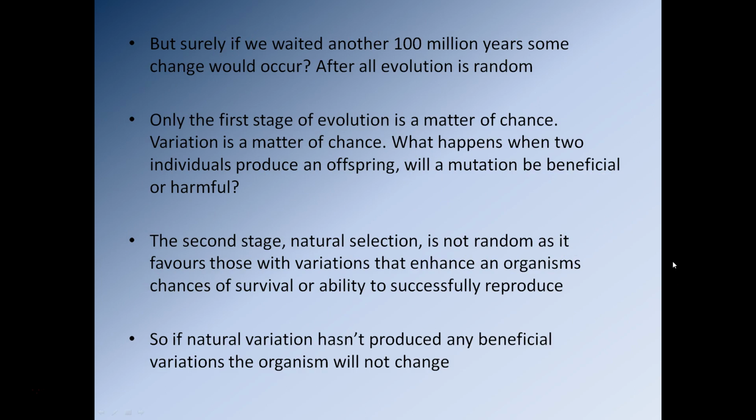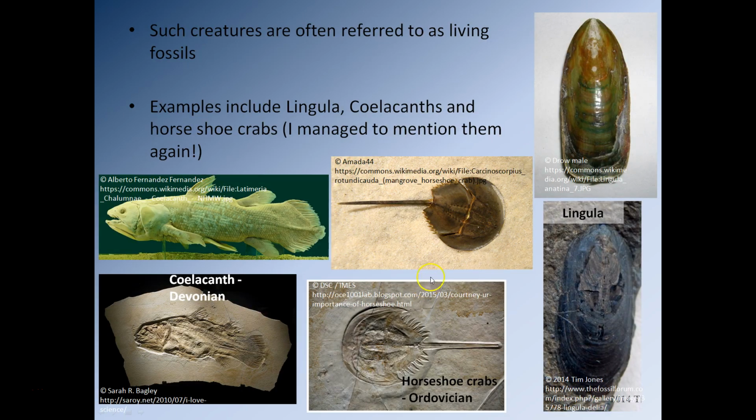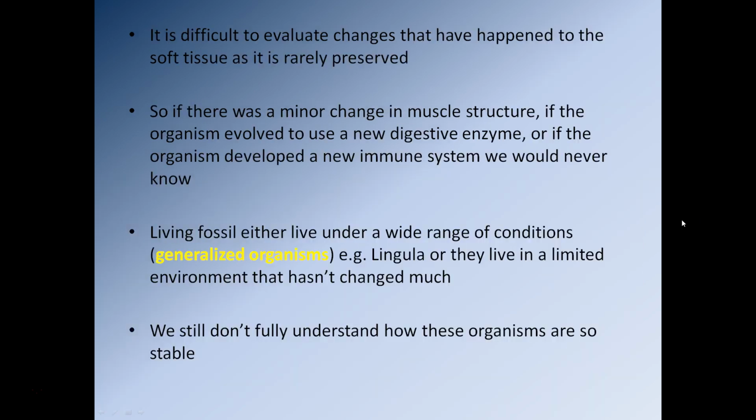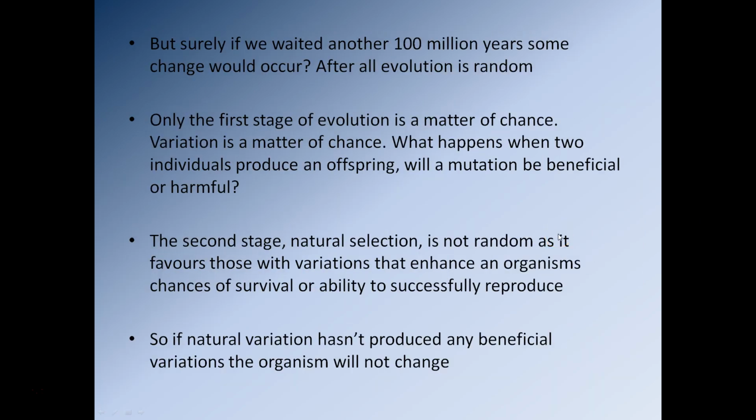There are selection choices that are being made based on forces. So if natural variation hasn't produced any beneficial variations, the organism will not change. So these organisms are pretty much perfectly designed for their environment, so they've got no reason to change. So every time an adaptation turns up, chances are it's actually going to be harmful. It's going to make the organism less competitive. And so that organism is more likely to be less successful, and it's less likely to reproduce. And so chances are that particular variation will not begin to become a dominant variant in the species.